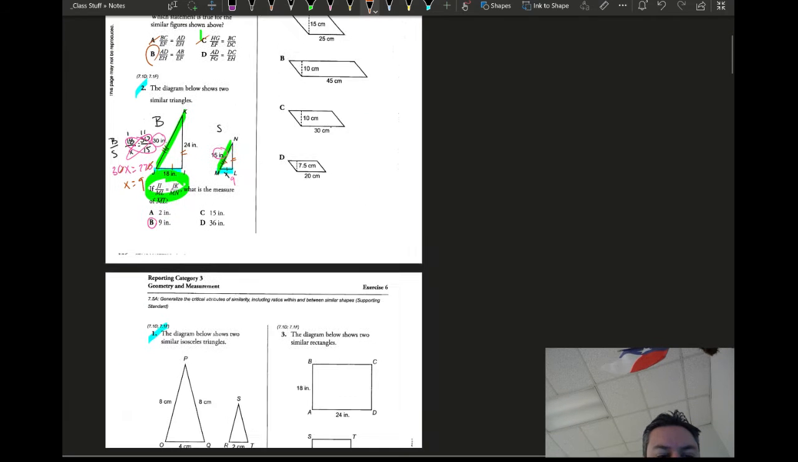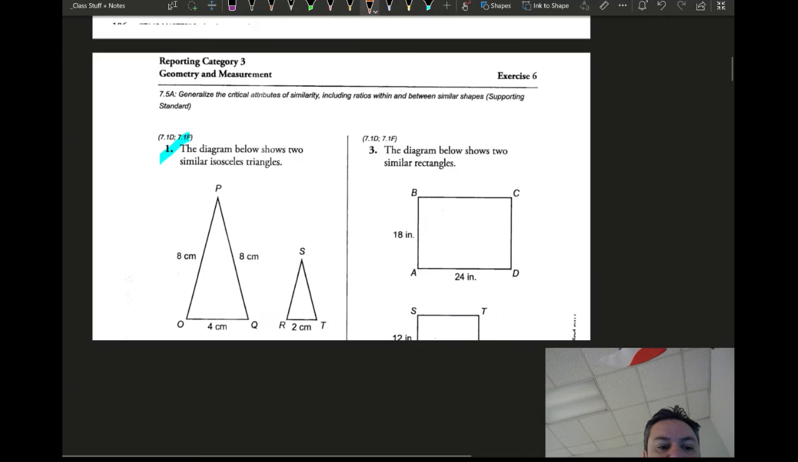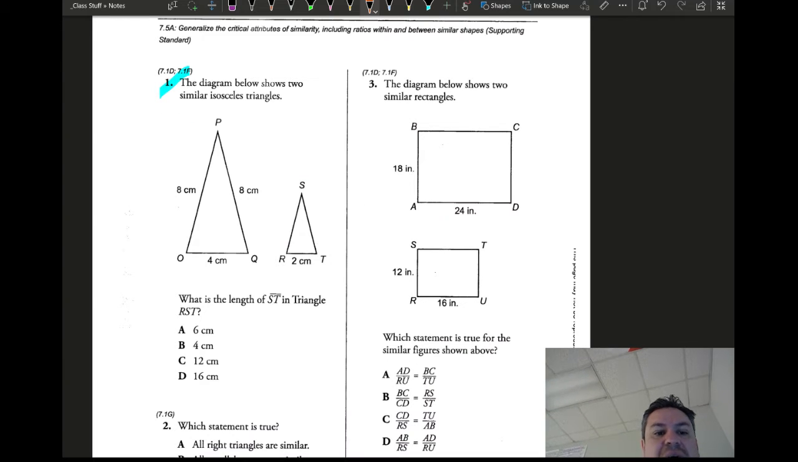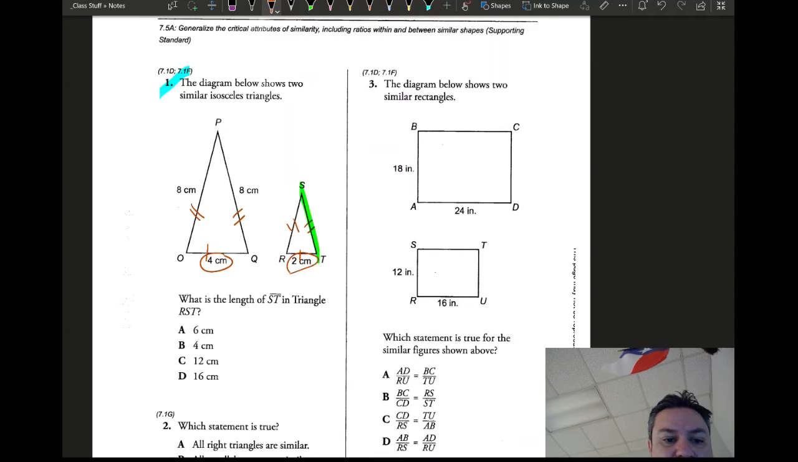All right. More samples of the same type of question. It says the diagram below shows two isosceles triangles. What's cool about isosceles is that two sides are the same. If the length of ST right here in triangle RST, okay? So you can do it two ways. First, you can see what happened between 4 and 2. It was divided by 2. So if I divide this by 2, this is going to be 4.